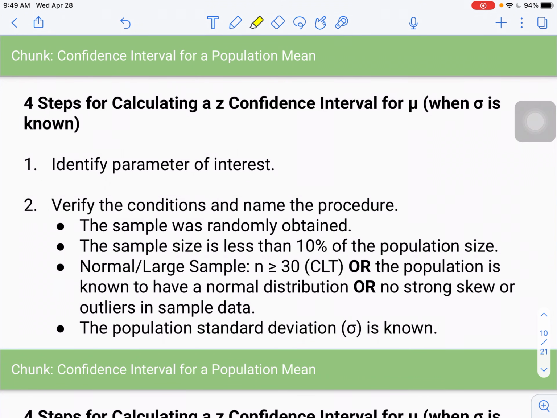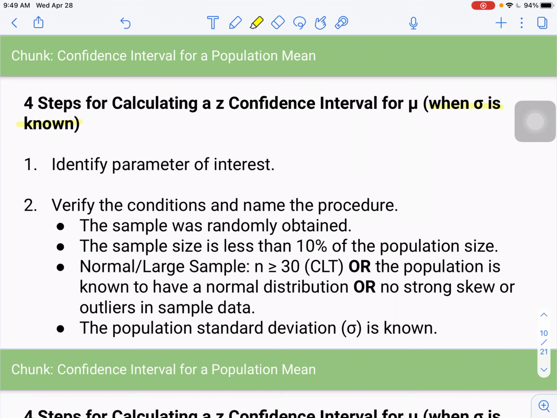This is when the population standard deviation is known. So this is actually not a very practical process, because if you're doing a confidence interval for mu, it means you don't know what mu is. If you don't know what the population mean is, you're probably not going to know what the population standard deviation is. So we're really not going to use this process much, but this will help us set up our more practical process, which is the t-interval.